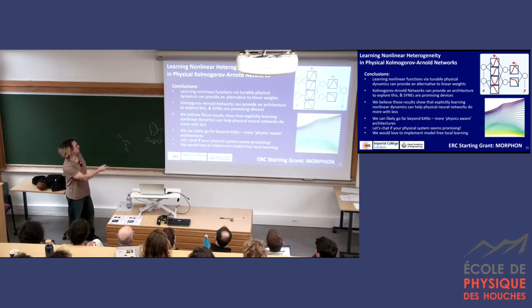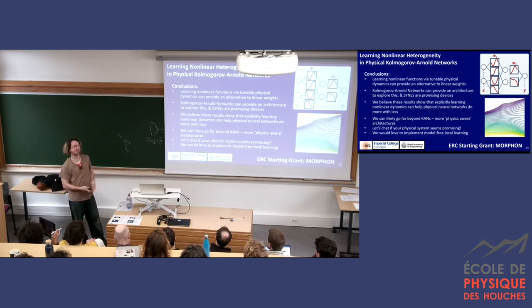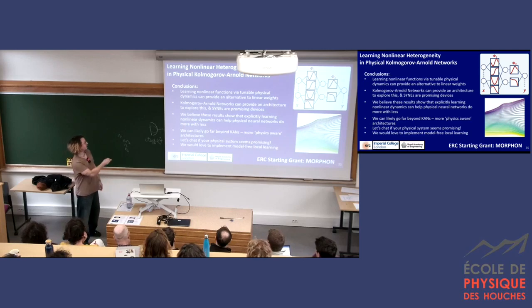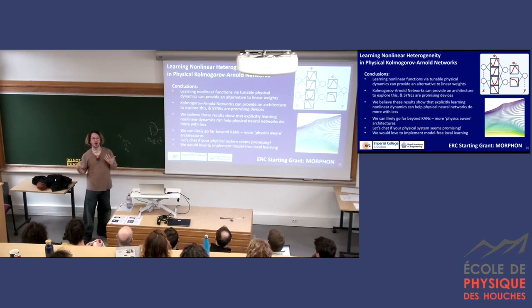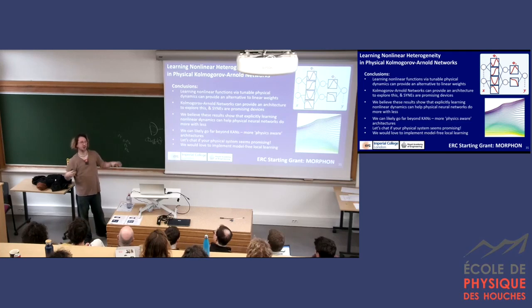So cool. We've shown that we can learn some nonlinear functions mapped onto tunable physical dynamics. And it's maybe an interesting alternative to linear weights for our community. A KAN architecture is a nice place to explore this, but I'm sure we can do better, right? That's one example from software. We can develop something more kind of physics explicit. And a neat thing here is it seems to harness what we're good at, rich, tunable dynamics, and maybe help us with what's still a challenge, needing really big networks.